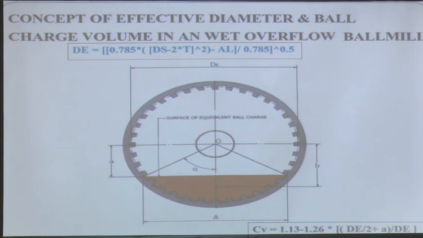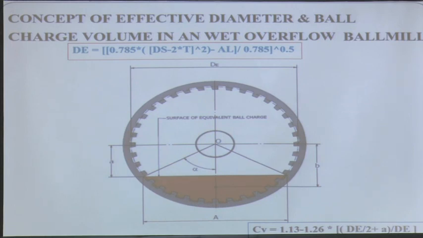And next question is the charge volume. We have been discussing charge volume, this many percentage, that many percentage, but how do we know? This is the charge volume measurement. CV is the charge volume, 1.13 minus 1.26 into DE by 2 plus A by DE. What is A? This is from the center to here. So, DE by 2 plus A. That means the free height by the total height within the effective diameter. If you do this, then you will get the percentage charge filling.